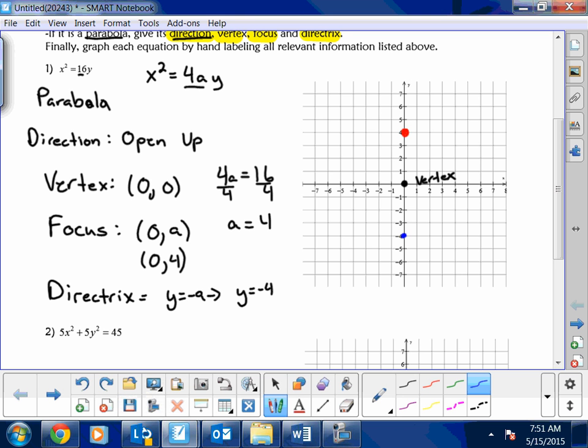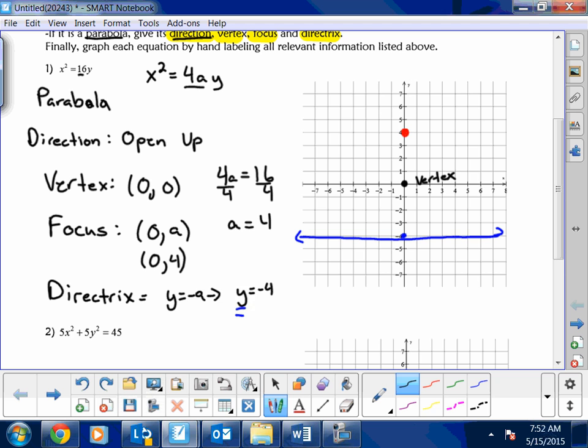What do I mean by equidistant? Same distance. 4 that way, 4 this way. That's what equidistant means. Let me draw my line, which is the directrix. The only thing you've got to give importance to is that if it's a horizontal line like this one, when it opens up, you have to put y equals -4. The reason I'm bringing that up is because if it opens over to the side, you have to use x equals, because the directrix would be a vertical line.